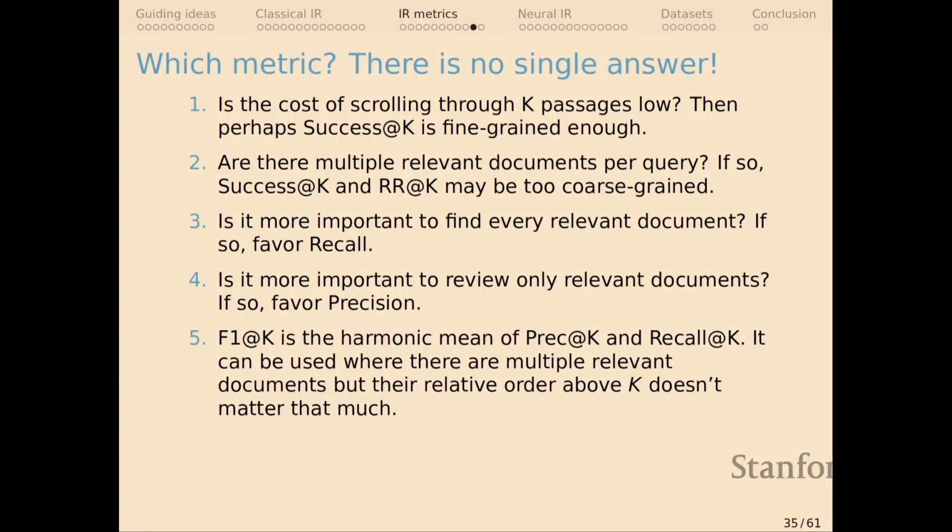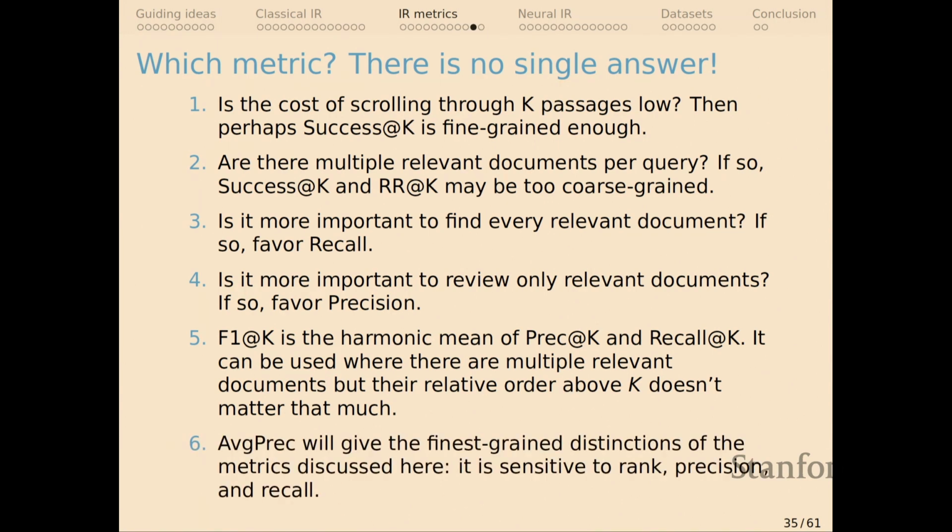F1 at K is the harmonic mean of precision and recall. Same thing as we do in NLP, and that can be used where there are multiple relevant documents, but maybe the relative order above K doesn't matter. That's just one perspective on what I mean when I say we're combining precision and recall. And then finally, average precision, of the ones I've showed you, will give you the most fine-grained distinctions of the metrics, right? Because it's sensitive to rank, and it's sensitive to precision and recall. Precision because it aggregates over those values, and recall because that's the denominator. So that looks like an awfully good way to really get a fine-grained ranking of systems.